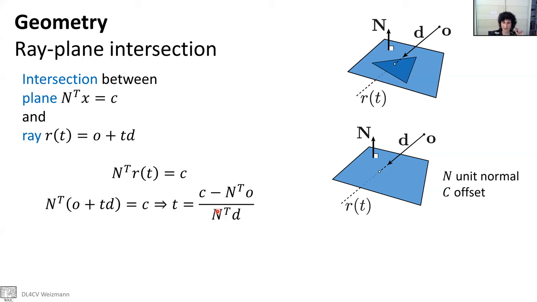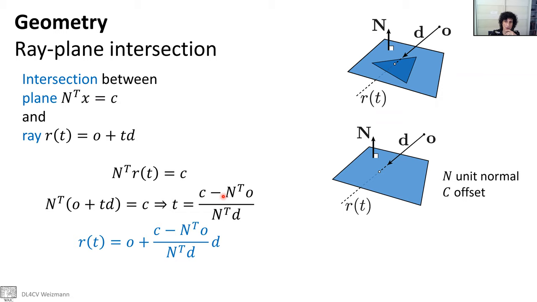Immediately you see that if the denominator is zero, what does it mean? It doesn't intersect, because the ray is parallel to the plane, exactly. When I take this t and plug it back into r(t), I get an expression for the intersection, which has the following conditions. If the denominator is zero, it does not intersect. Also if t is negative, it does not intersect, because it's in the opposite direction, not in the direction of d but in the direction of minus d. So if t is positive, it means that the ray intersects the plane.